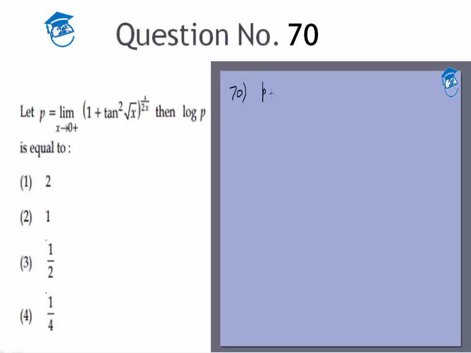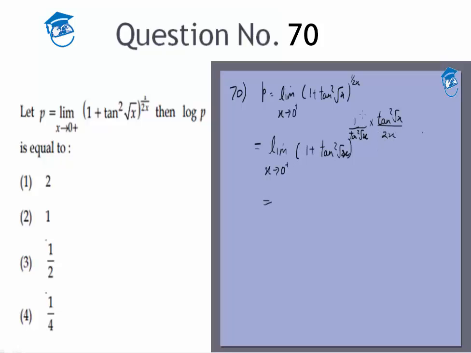We are given P is equal to limit x goes to 0 plus (1 plus tan square root x) to the power of 1 by 2x. So all we need to do is write this in the proper fashion. This can be written as limit x goes to 0 plus (1 plus tan square root x) to the power of 1 by tan square root x, and we only do this so that we can use the limit (1 plus x) to the power 1 by x. What is left is tan square root x divided by 2x.